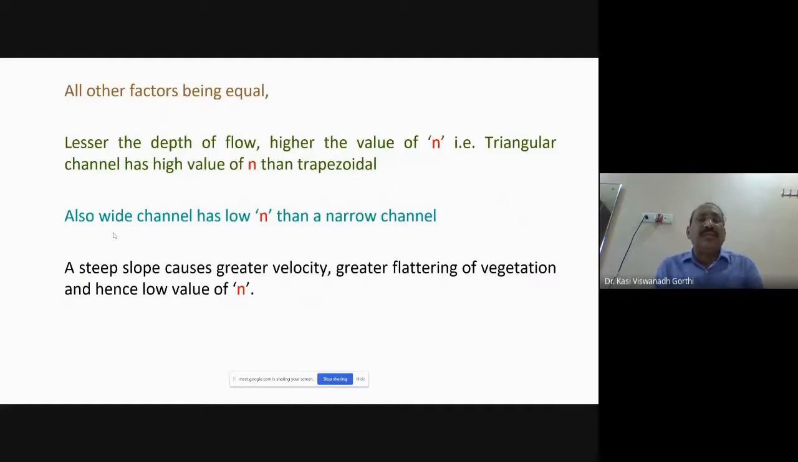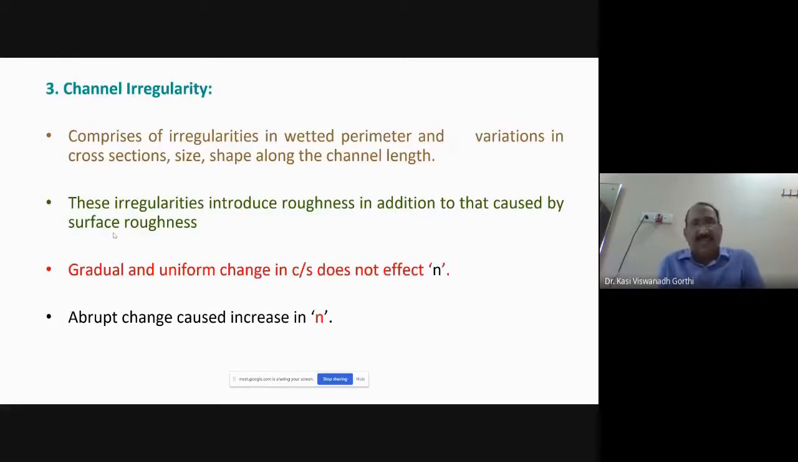All other factors being equal, the lesser the depth of flow, the higher the value of n. For example, in a triangular channel, the depth of flow is more, so the value of n is high compared to that of a trapezoidal channel. Also, wide channels have a low value of n compared to narrow channels. A steep slope causes greater velocity and greater flattening of vegetation, and hence the value of n will be low. This is what is called interdependency of the parameters, as has been mentioned.